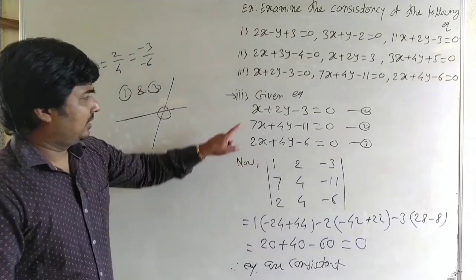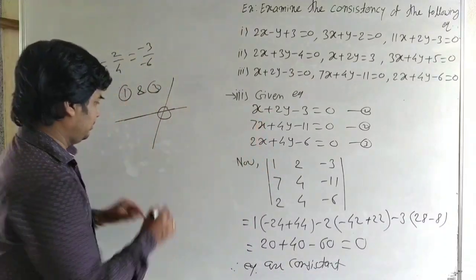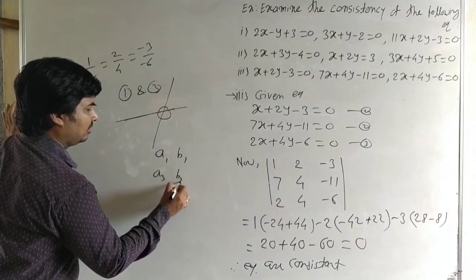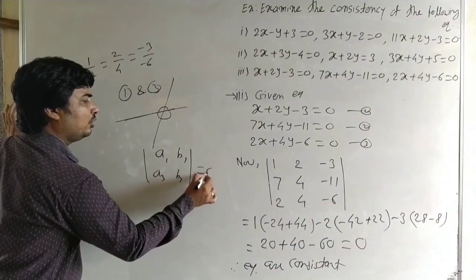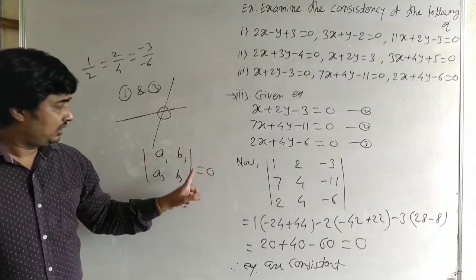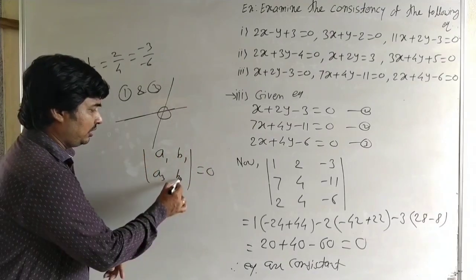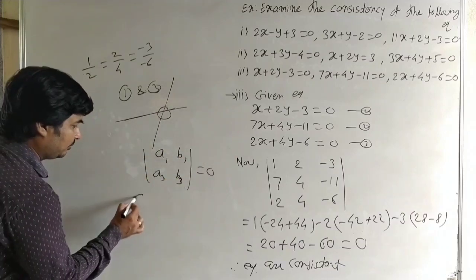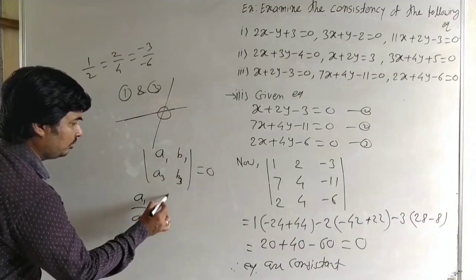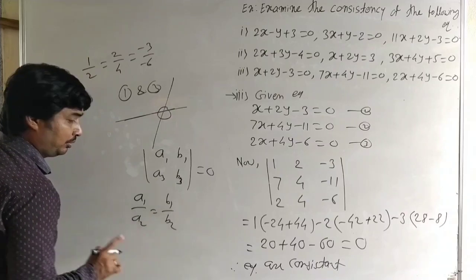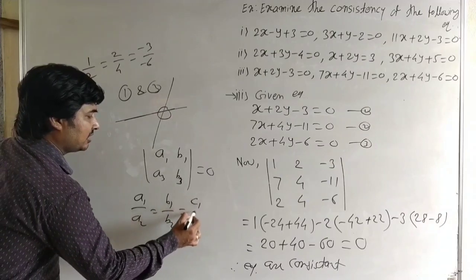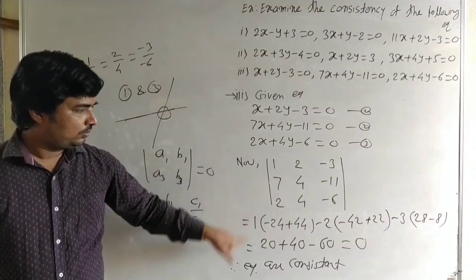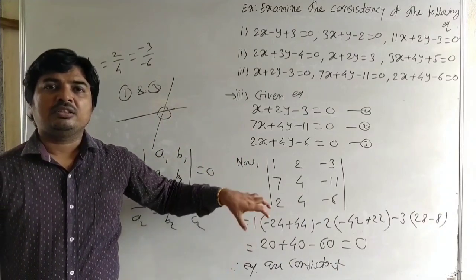Okay, here is one condition: a1 b1. See carefully, a1 b1 and a3 b3 is equal to 0. When this is equal to 0, then the lines are not consistent. But here, not only a1 upon a2 is equal to b1 upon b2, there is also a third condition: c1 upon c2 is also the same for 1 and 2. So these equations are consistent.